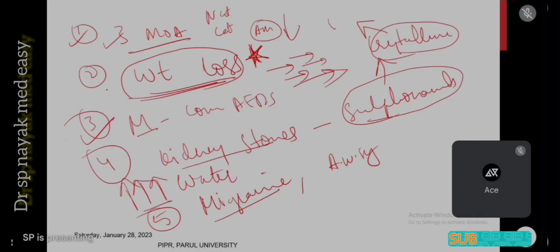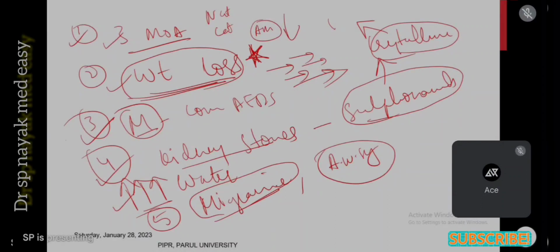Next point, it causes weight loss, so it is advised in overweight patients. It may cause kidney stones, so advise a lot of water. It may be given as monotherapy or it can be combined with other anti-epileptic drugs, depending on the patient's epilepsy or condition. And it can also be used in migraine and in alcohol withdrawal symptoms. This is another important point about topiramate.